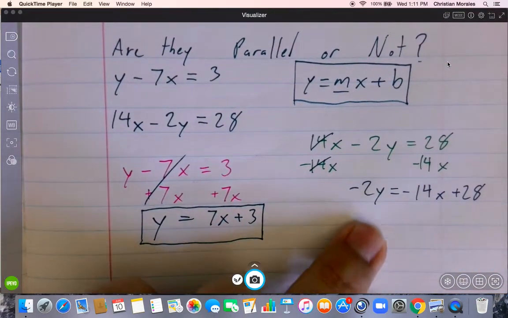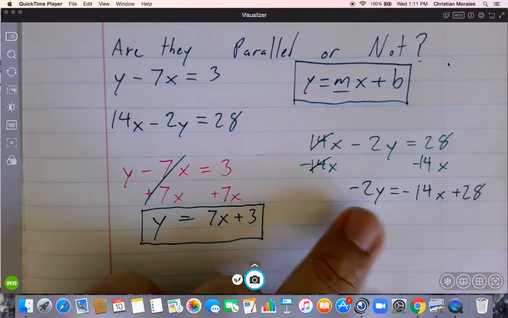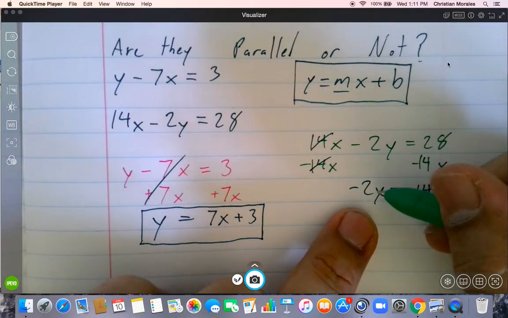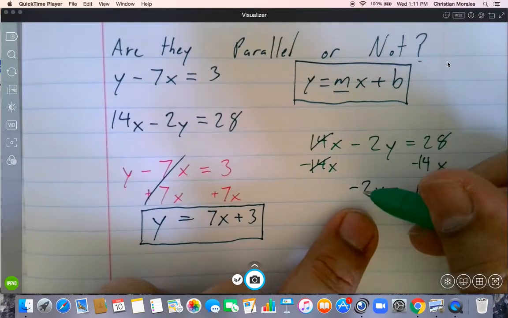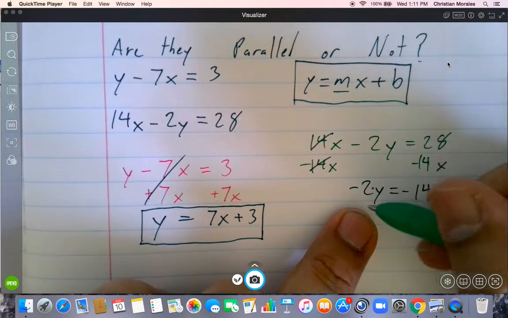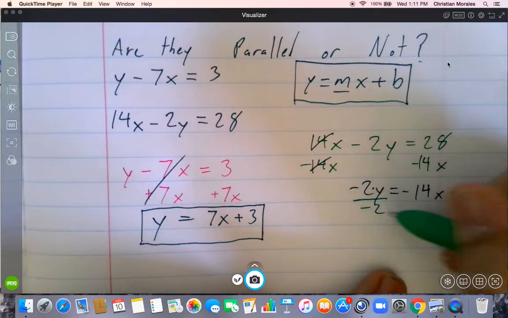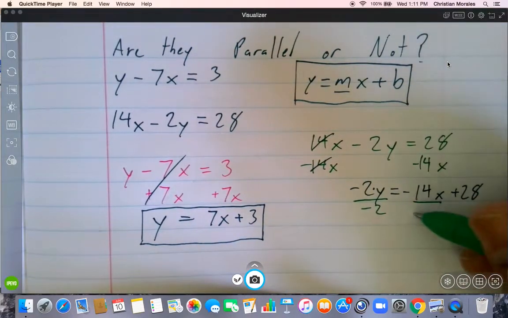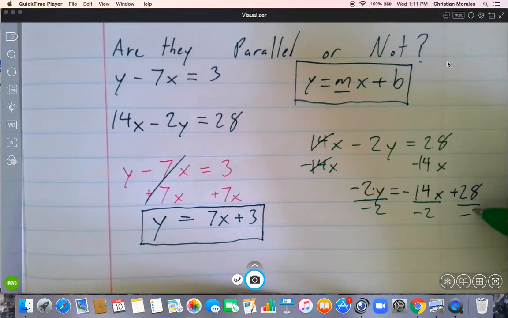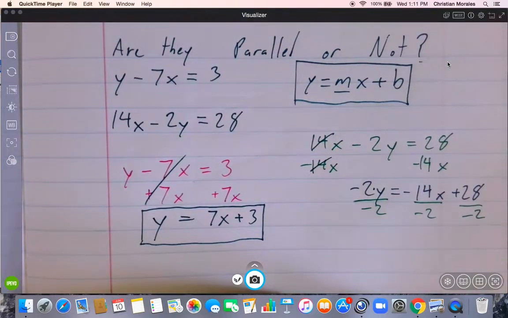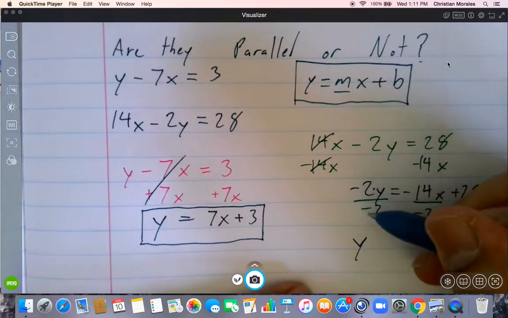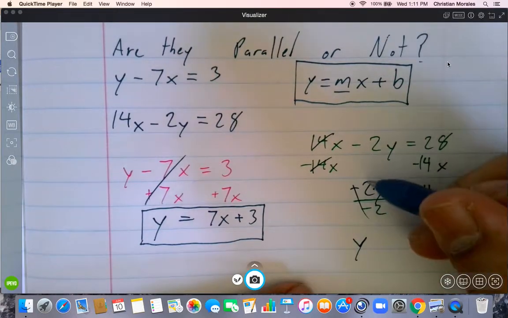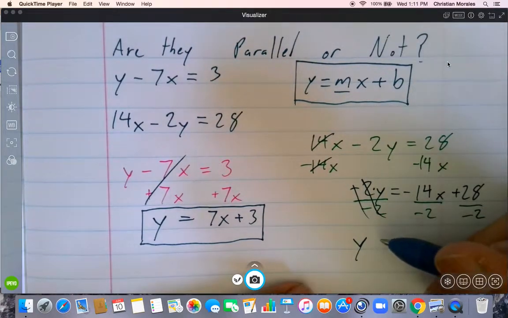So what do you do next? Well, the y isn't completely by itself yet. You've got to get rid of that 2. Now that 2 isn't subtracting y though. This isn't y minus 2. This is negative 2 times y. So the inverse operation is divide by negative 2. Now when you divide everything by that number, this equation will have a positive y, because negative and negative makes positive. The 2's cancel out, you're left with y.